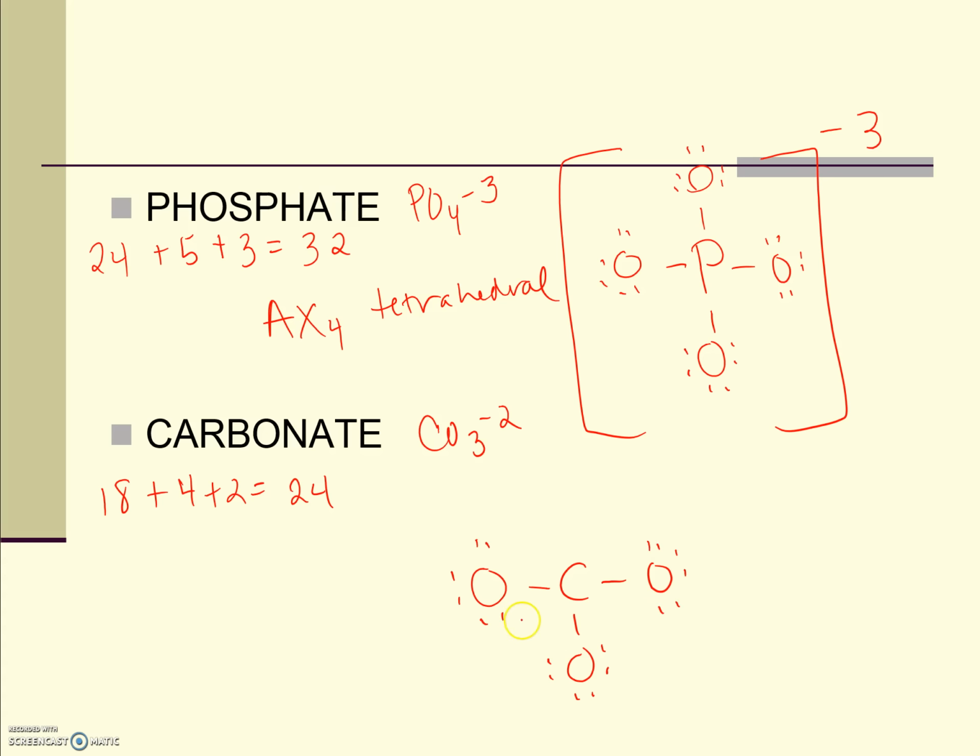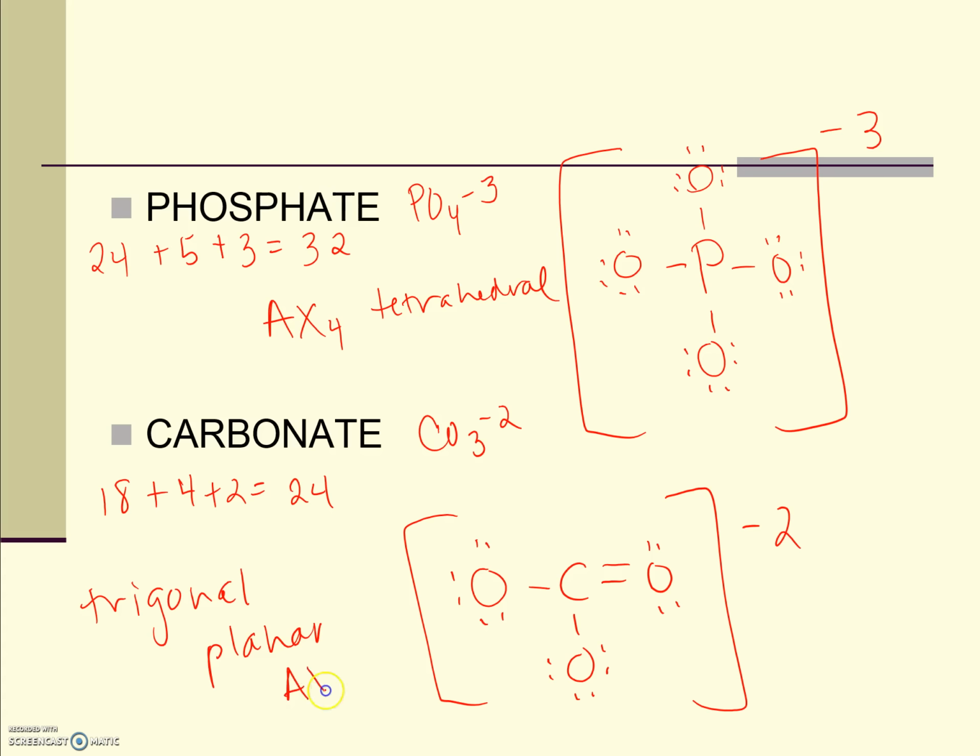And as soon as I look at it and I see that one thing doesn't have enough, it's telling me that I need to double bond. So let's take these guys off here. And then let's throw that in. 2, 4, 6, 8, 10, 12, 14, 16, 18, 20, 22, 24. Wonderful. -2. And then I have 3 things around it, so we are trigonal planar. So that was AX3. 2 more.